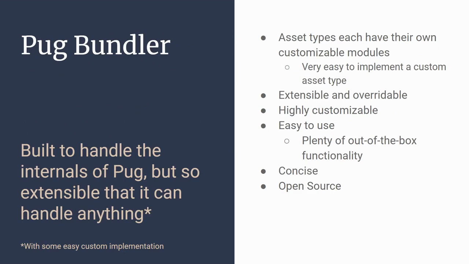Asset types each have their own customizable modules, and it's very easy to implement your own. Everything is extensible and easily overridable, making it highly customizable, but easy to use with plenty of out-of-the-box functionality. All of the code is concise and, of course, open source.